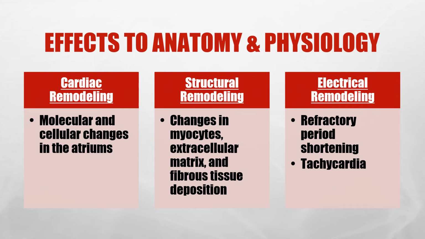Now, let's go back to the remodeling discussion we had earlier. There are 3 different types of remodeling that can happen to the heart, especially with someone experiencing AFib. You could have cardiac remodeling, structural remodeling, or electrical remodeling. These are physiological changes that occur in patients suffering from AFib. These are changes to the structure of the heart and can become detrimental to the patient. But thankfully, the remodeling can be reversed with optimal treatments.